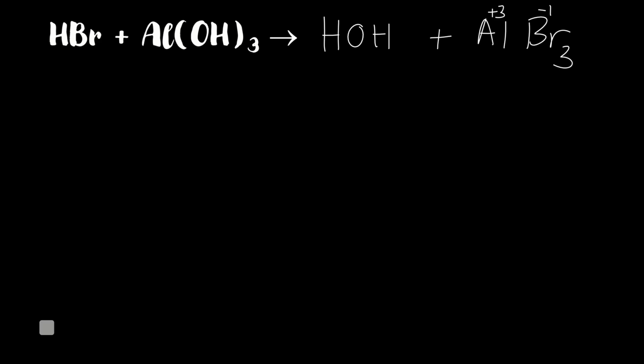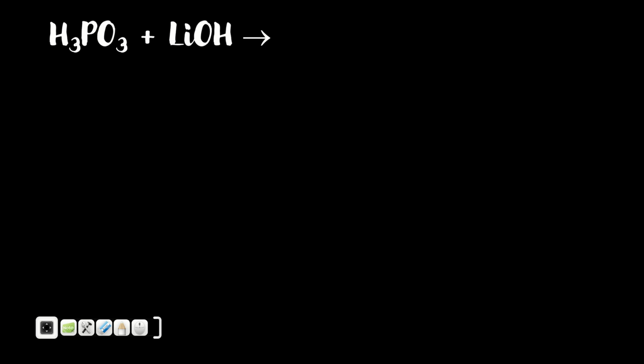I have 1 H, 1 H, 1 Br, 3 Br. Need to put a 3. Now that means I have 3 H's. I have 1 Al, 1 Al, 3 OHs, 3 OHs. That's it. Okay? You can try some of these other examples if you want.